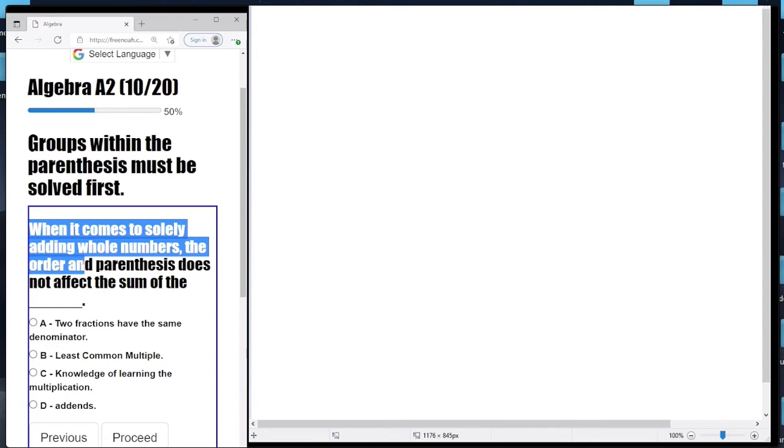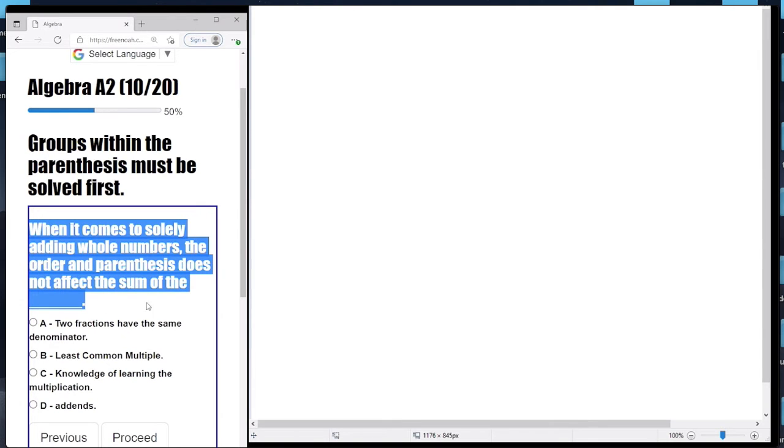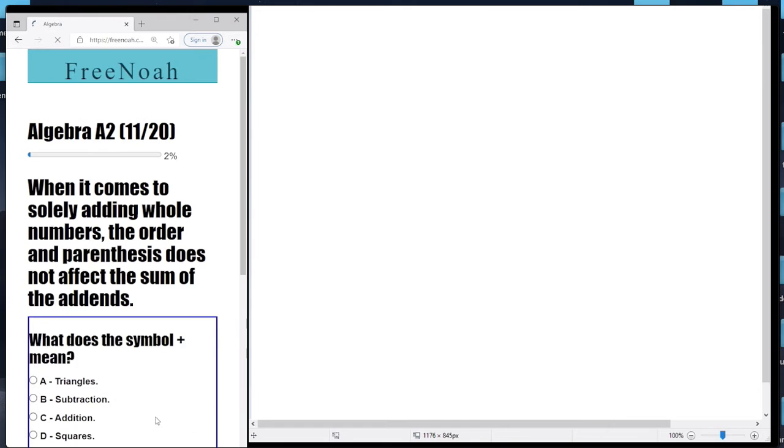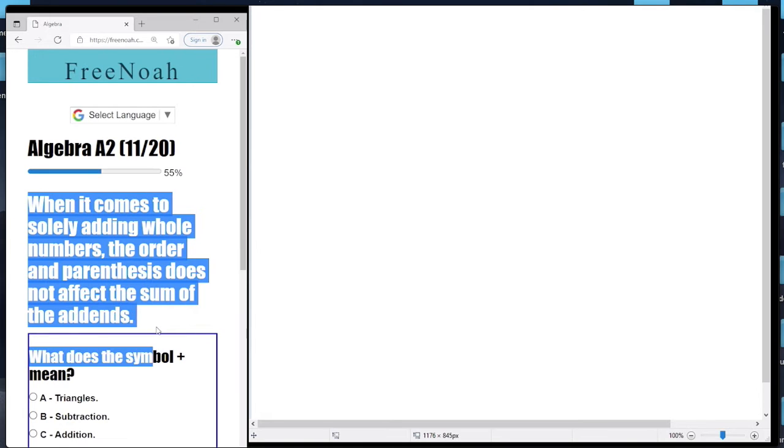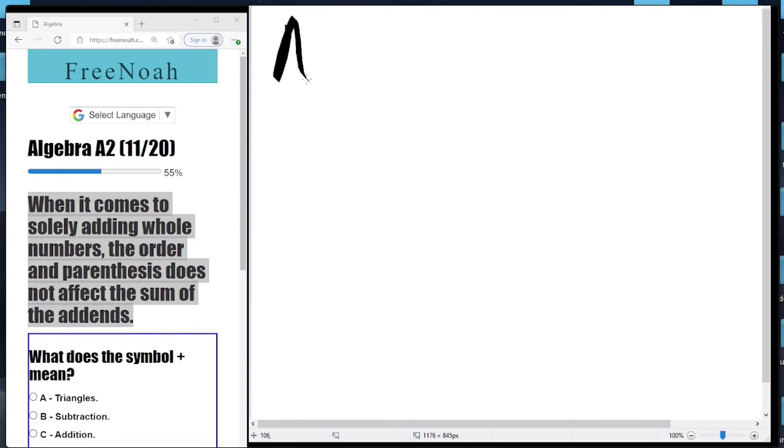Alright, let's continue here. So when it comes to solely adding whole numbers, the order in parentheses does not affect the sum of the addends. Alright, so we were discussing the order of operations and how we solve parentheses first, right? And so let's discuss the relationship between addends and parentheses.